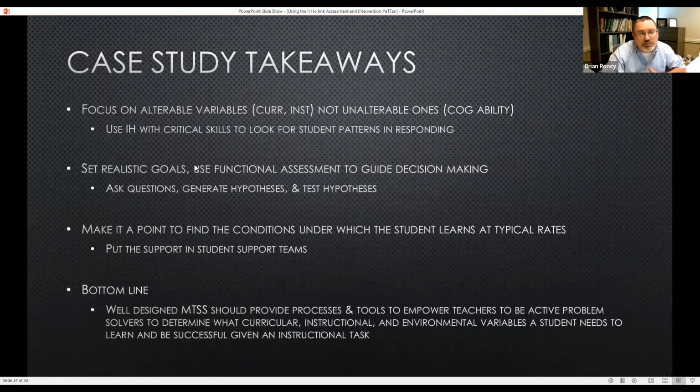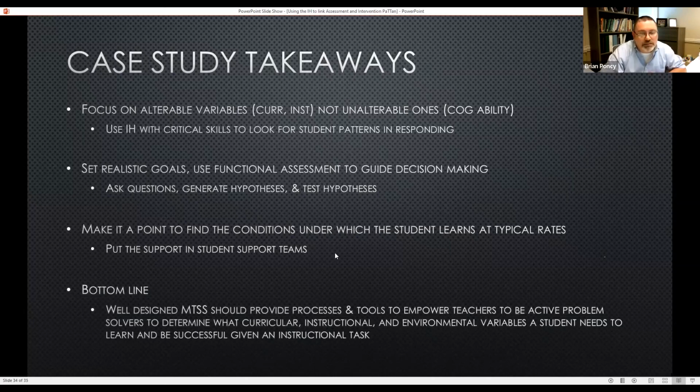So if you use the instructional hierarchy with critical skills, we can look systematically at some of these curricular and instructional variables. Ask questions, generate hypotheses, test hypotheses, and make it a point to find the conditions under which the student learns at typical rates. So put the support in support teams.